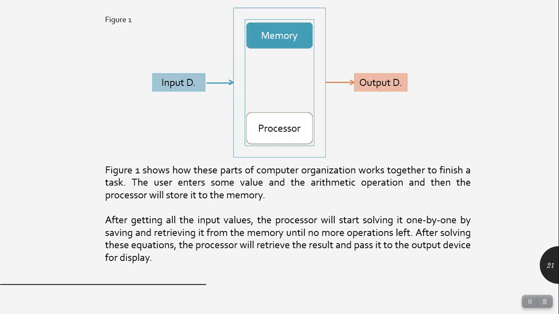Okay, so after getting all the input values, the processor will start solving it one by one by saving and retrieving from the memory until no more operations are left. So after solving these equations, the processor will retrieve the result and pass it to the output device for display. So what are the examples of output devices? Those are the screen from our computer, printer, speakers, and many more. Okay, so those are the output devices.